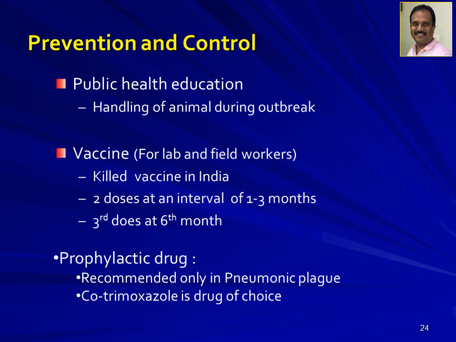2 doses have to be given at an interval of 1 to 3 months, and the 3rd dose has to be given at a 6-month period. And prophylactic drug is recommended only in pneumonic plague, and cotrimoxazole, the trimethoprim and sulfamethoxazole combination, is the drug of choice for this particular purpose.